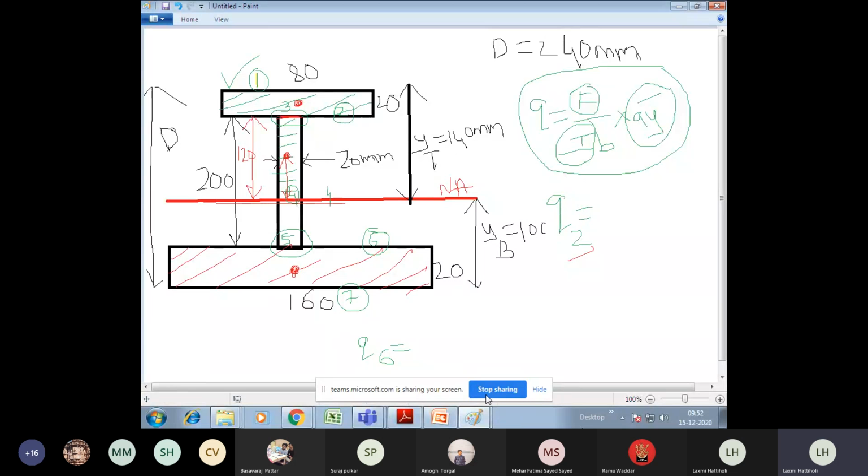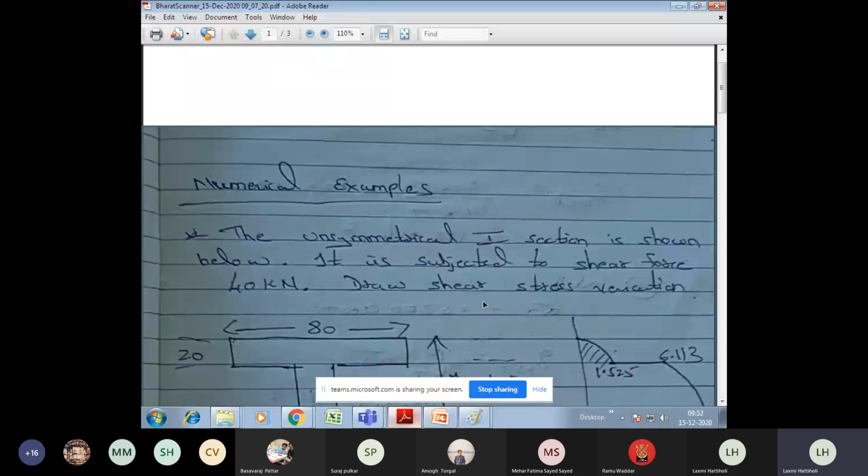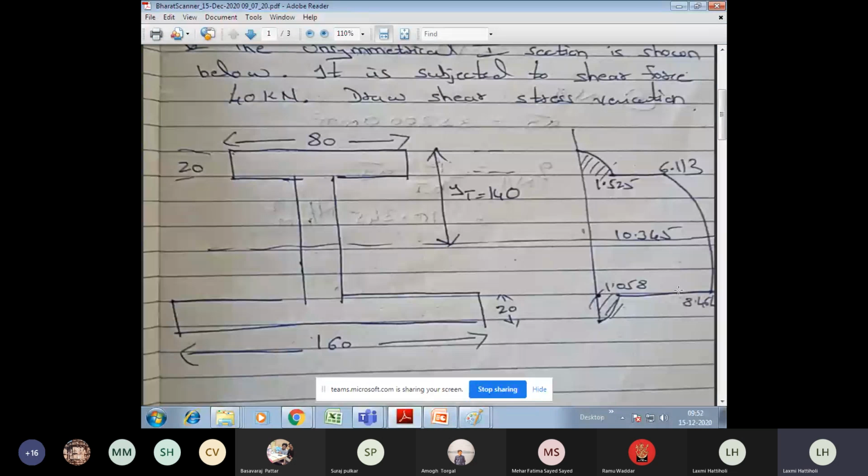While plotting, you should always have a thumb rule. What is the thumb rule? You always note that at the neutral axis, you always get the maximum shear stress. Suppose if you are getting less shear stress at the neutral axis, then make sure that somewhere you have gone wrong. So let me explain the variation diagram now.